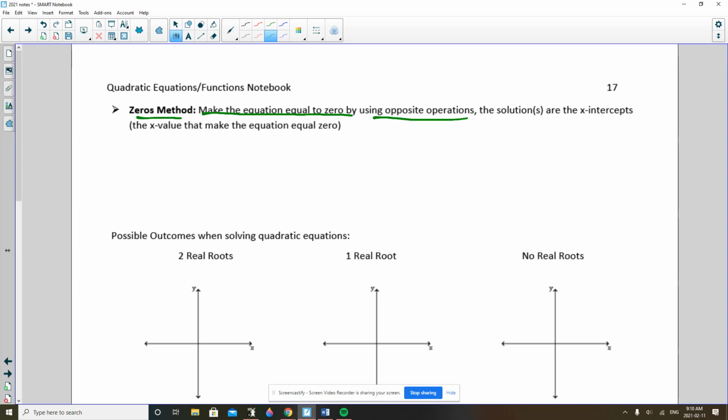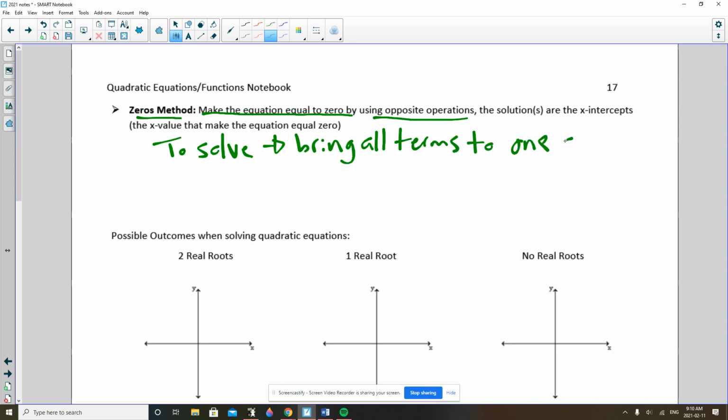So I'm just going to write a few steps that we can do to solve here. To solve with my zero method, I first need to bring all terms to one side. Really what's happening here is you're making the equation on one side, and then it's going to equal 0, or maybe 0 equals an equation, whatever way it's easier to move.